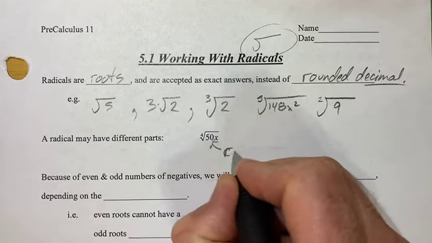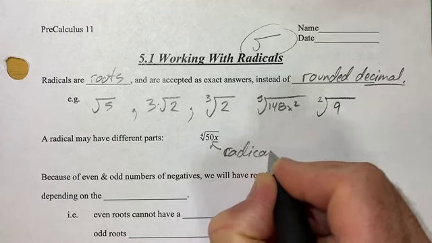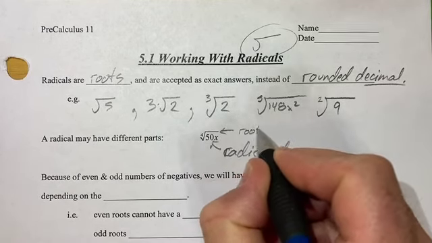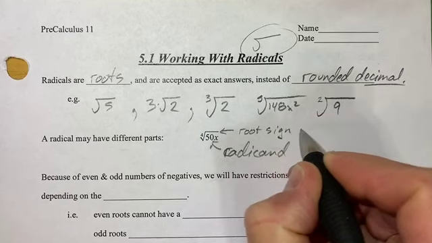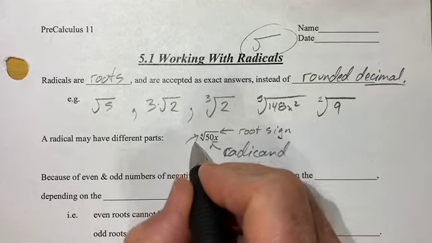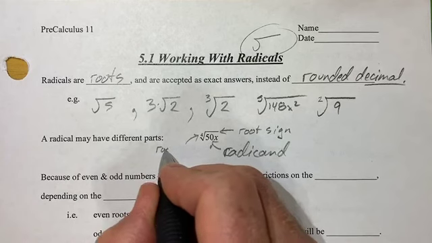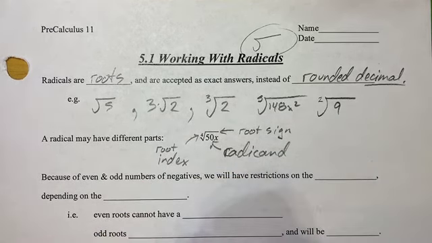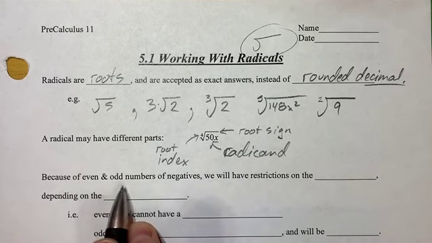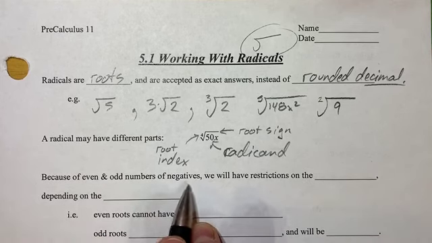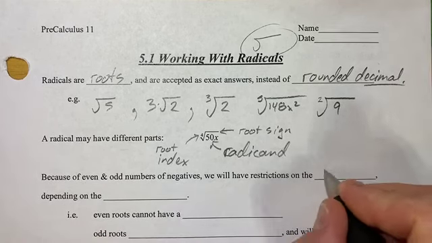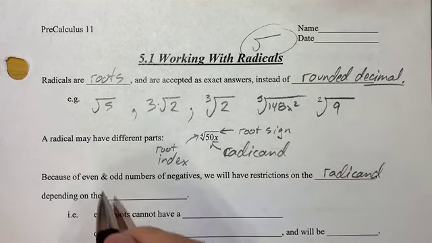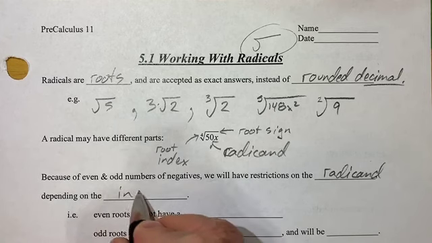The radicand, the inside. And you've also got a root sign, or the radical sign. And this is actually called the root index. What kind of root is it? The index. Square root, cube root. So evens and odds. Oh yeah, and because of negatives, you're going to have restrictions on the radicand, the inside, depending upon the root index.